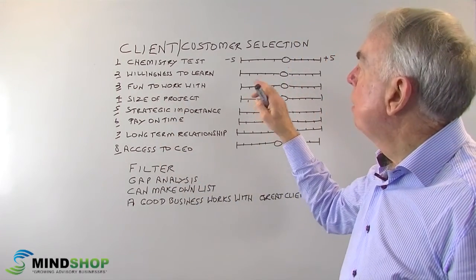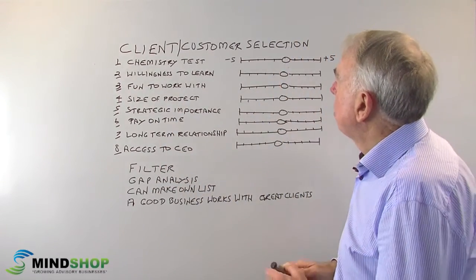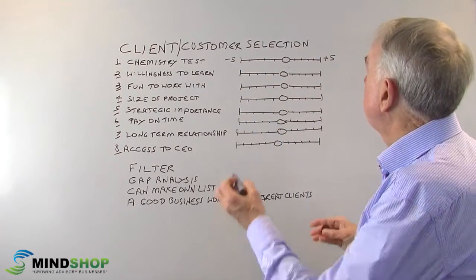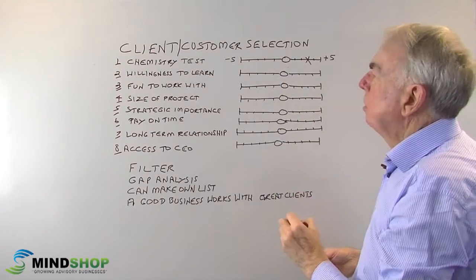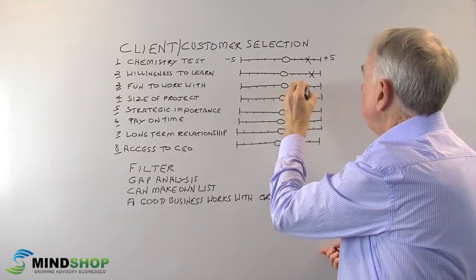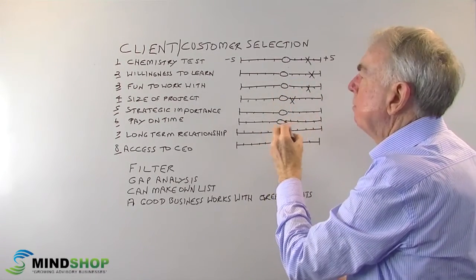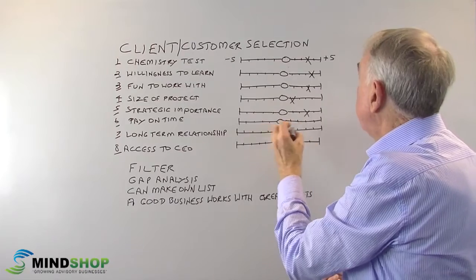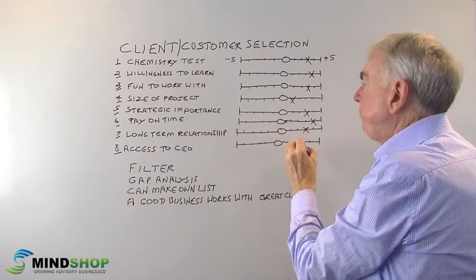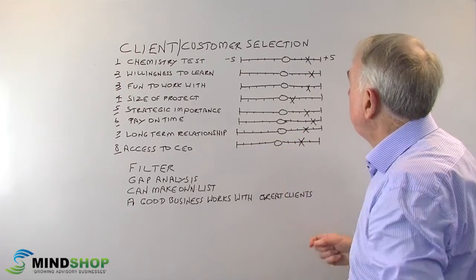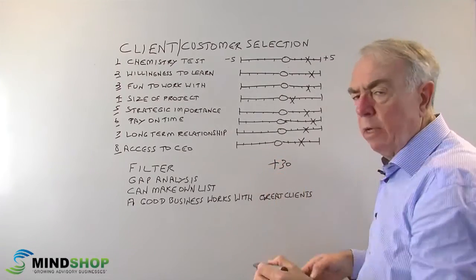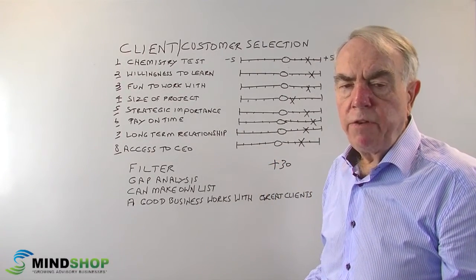And then what you need to do is do a gap analysis. On a scale of -5 being poor and +5 being excellent, what is the chemistry test with your client? And we'll just do some examples here. Willingness to learn, fun to work with, size of project, strategic importance, paying on time, that's very important, long-term relationship, and access to CEO. And ideally you need to get to say +30 or more there, and that's a good way of identifying a good client.